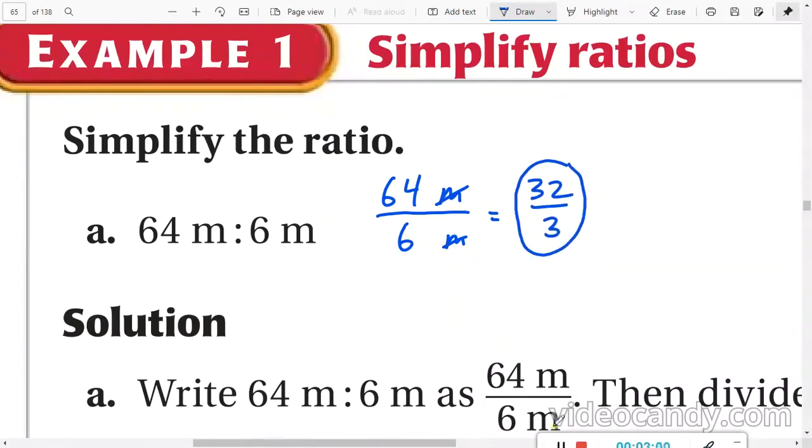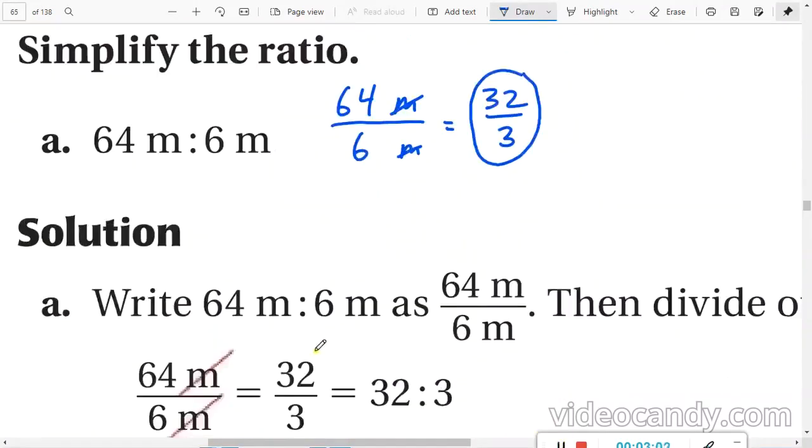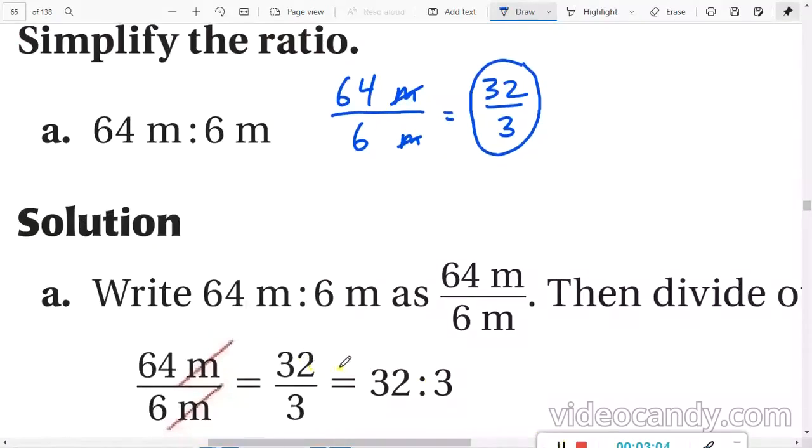Final answer. Okay, and they got the same thing. You can write it as the fraction or like so.